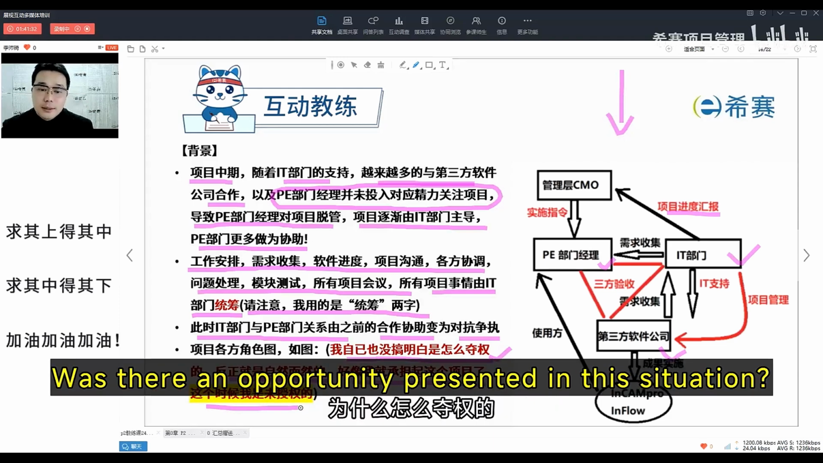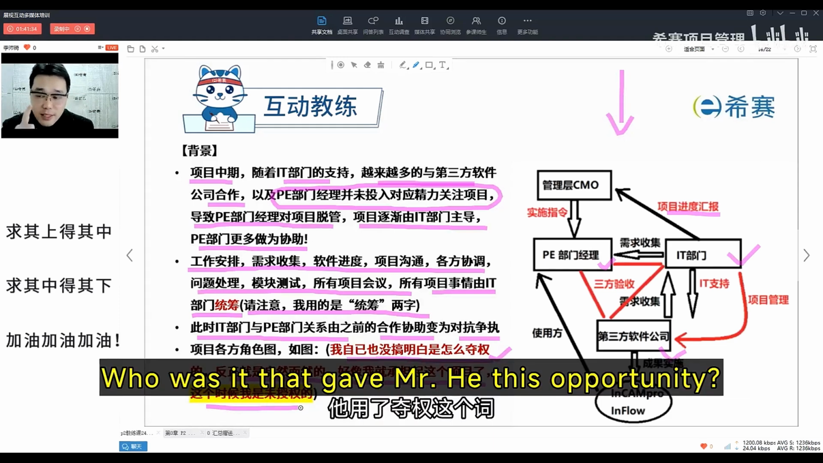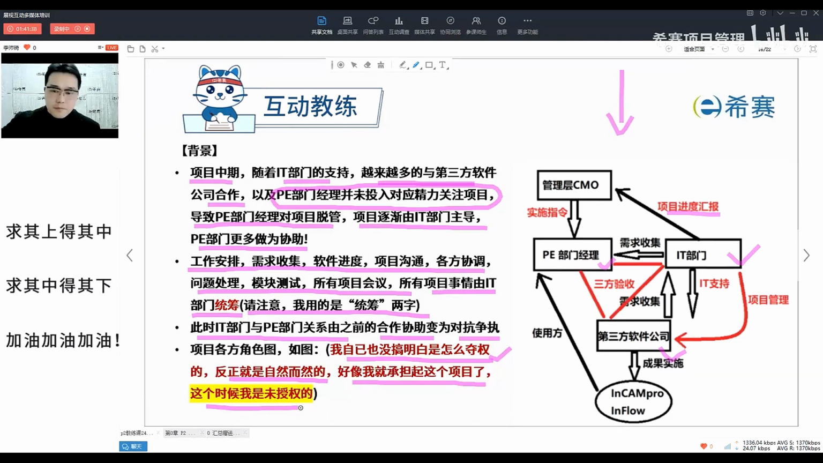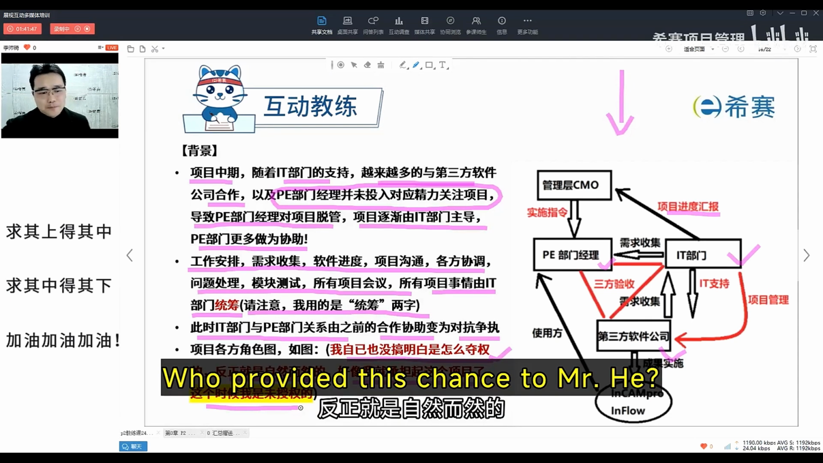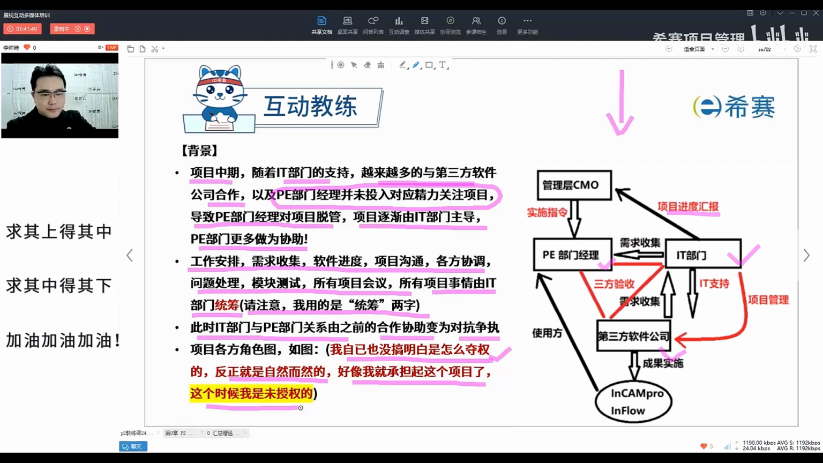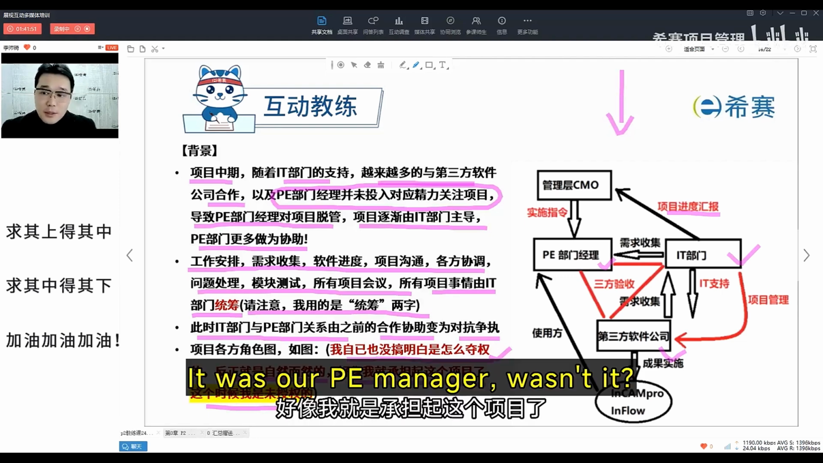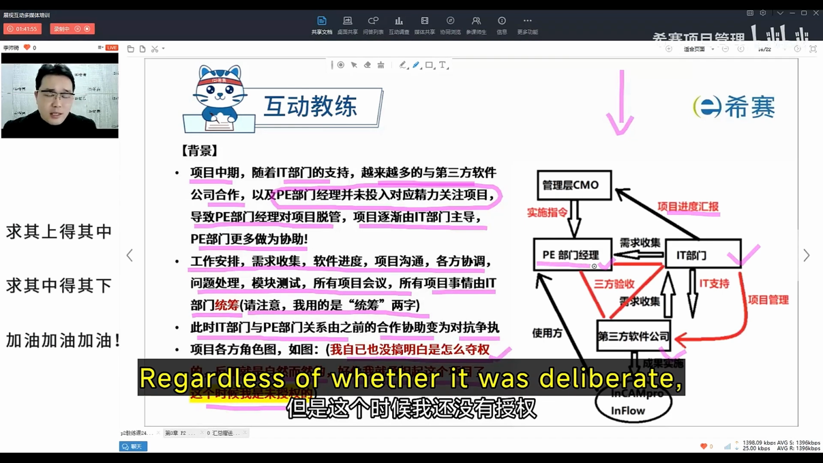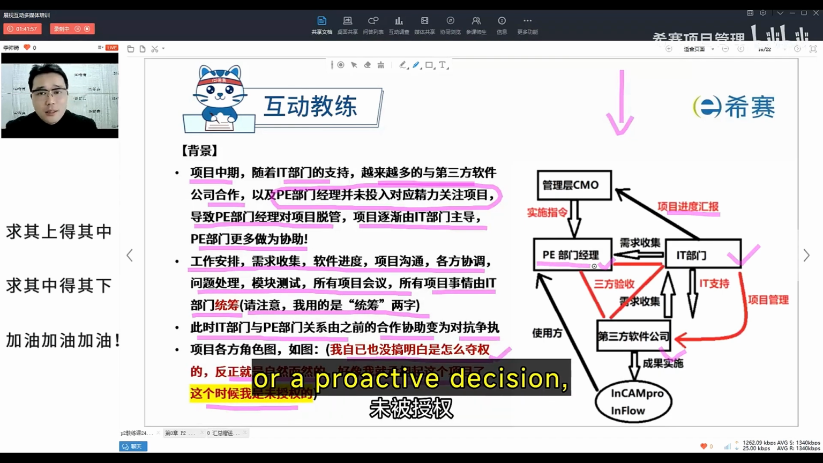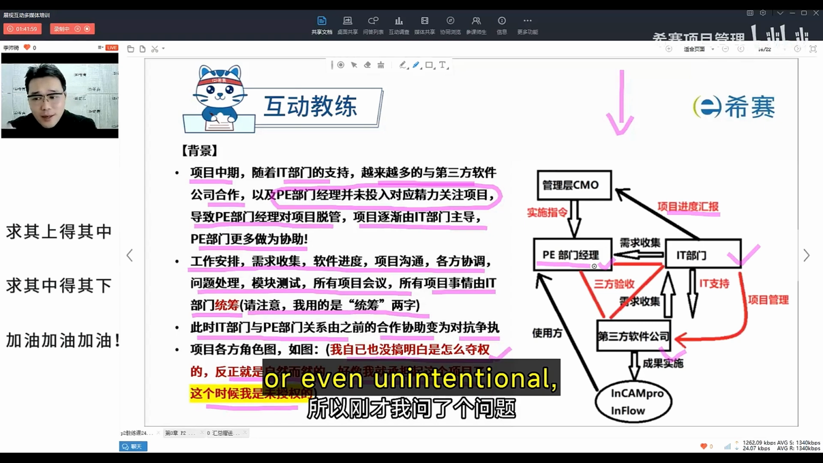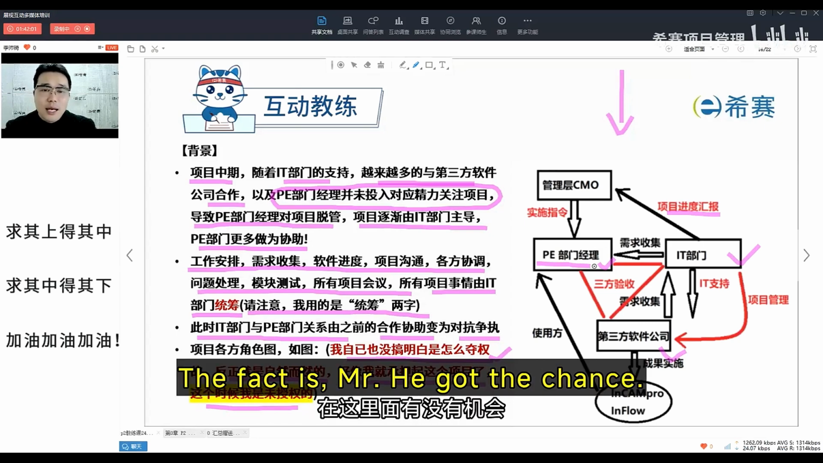So, let me circle back to the question I just asked. Was there an opportunity presented in this situation? Who was it that gave Mr. He this opportunity? Who provided this chance to Mr. He? It was our PE manager, wasn't it? Regardless of whether it was deliberate, or a proactive decision, or even unintentional, the fact is, Mr. He got the chance.